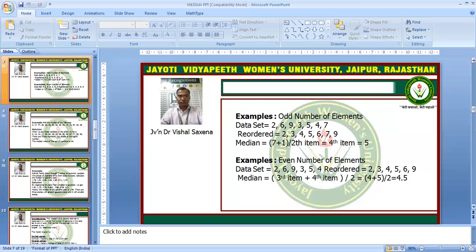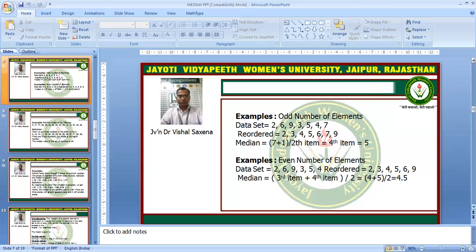Here n is equal to 7. But before this, in the case of median, we always have to write the series in ascending order. So the given series is rewritten as 2, 3, 4, 5, 6, 7, and 9. Median is the (n plus 1) upon 2th item. So n is 7, 7 plus 1 upon 2 is the 4th item, which is equal to 5. So the median is equal to 5.